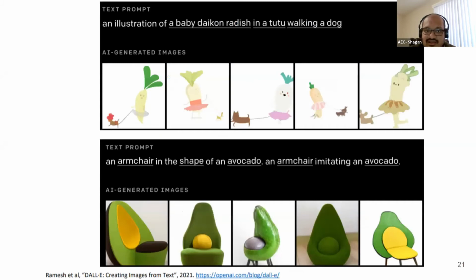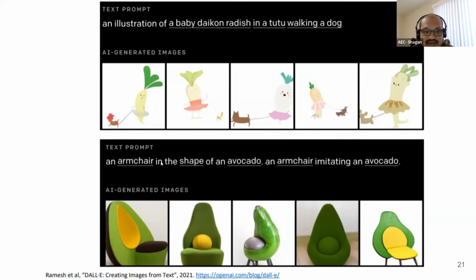And I think this is my last slide. This is just an example from a paper from this year, 2021, and it's not always about science. Sometimes it's about fun as well. So here we give it a text prompt, and it tries to generate images from the text prompt.